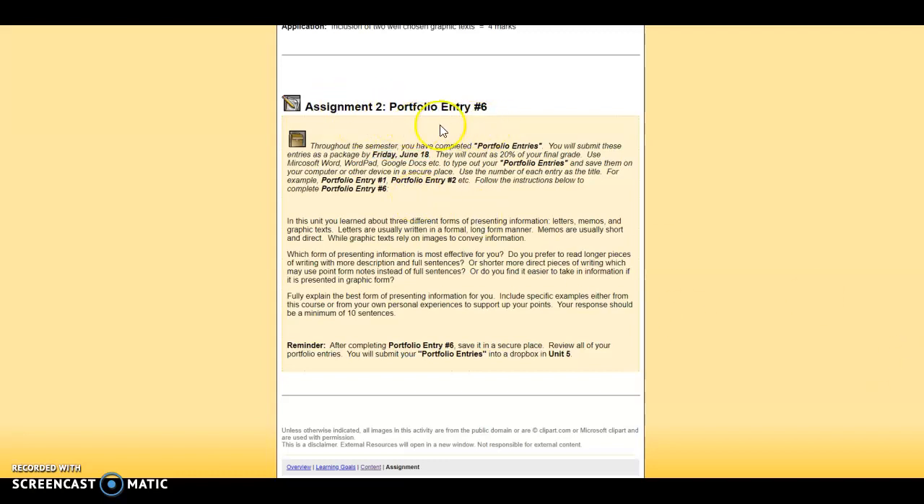Okay, so let's look specifically at the one we're talking about here, entry number 6. It says, in this unit, you learned about 3 different forms of presenting information: letters, memos, and graphic texts. Letters are usually written in a formal, long-form manner. So they're written in full sentences, and they're usually very detailed, right? Whereas memos are usually short and direct, and sometimes use point form. And then in this activity today, we're looking at graphic texts, and so they rely on images.